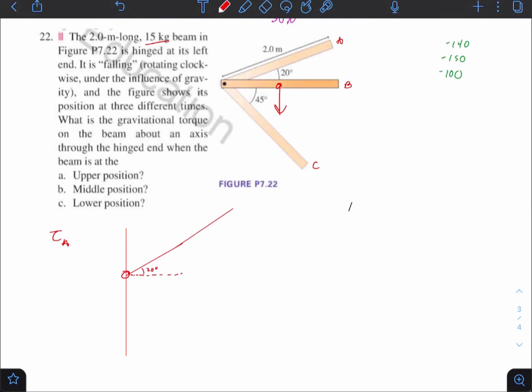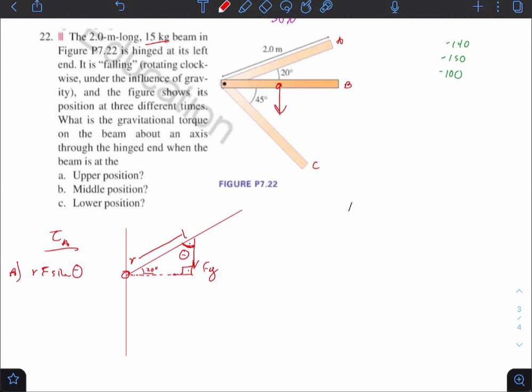and again, we can assume that the force is at the center of mass, straight down. So we need to find this angle theta, the angle between the radial arm and the force. Well, if this is 20 and this is a right triangle, this is 90, this has to be 70 degrees. So torque for A is going to be RF sine theta, which is going to be the case for all 3 of these. They're all going to be RF sine theta.